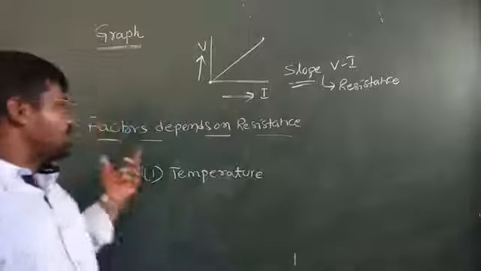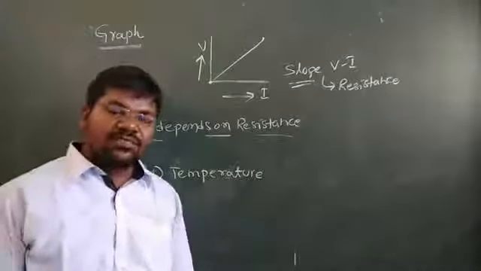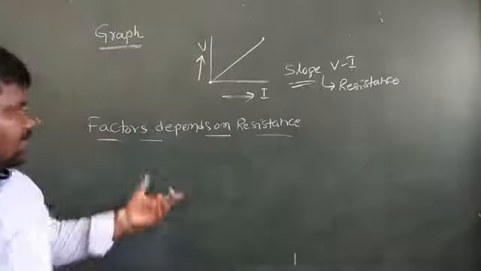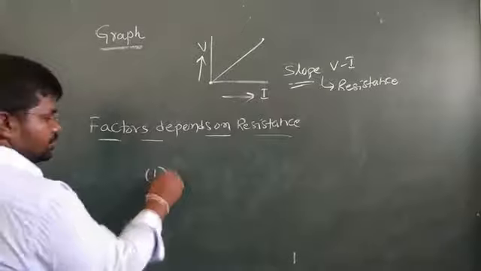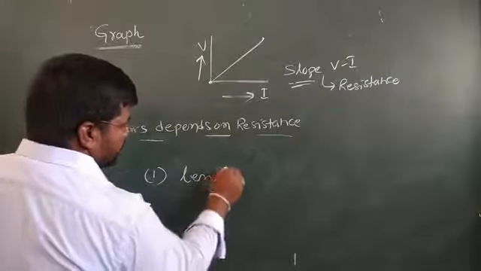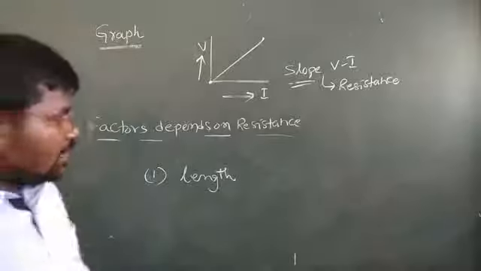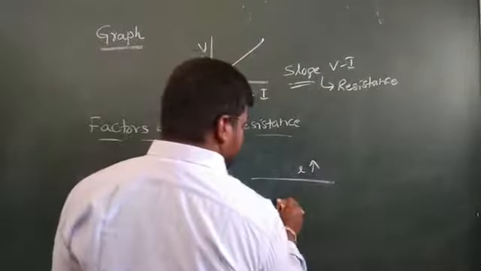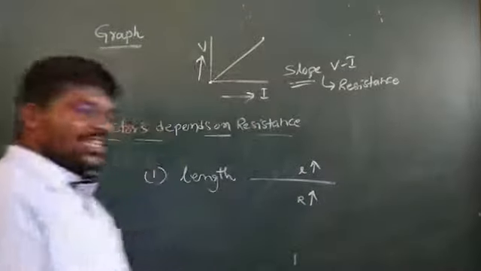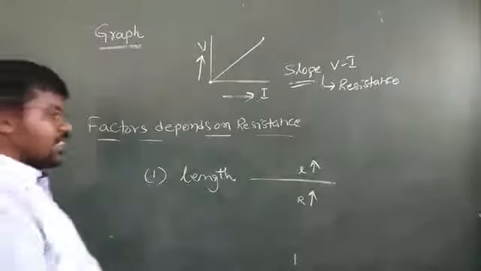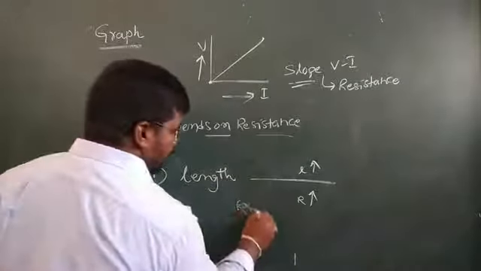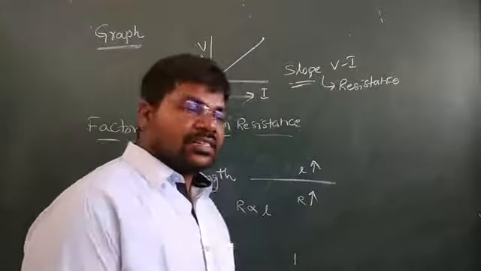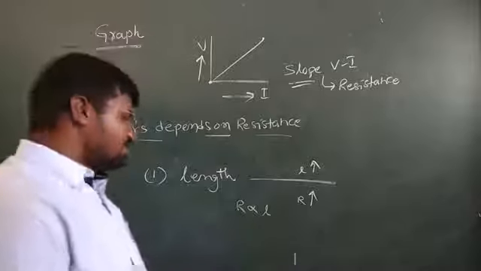Coming to the next one, some factors on which resistance depends. First one, length. If the length of the conductor increases, the resistance also increases. This means R is directly proportional to length. Length increases means resistance also increases.